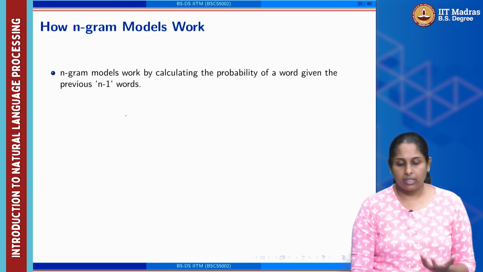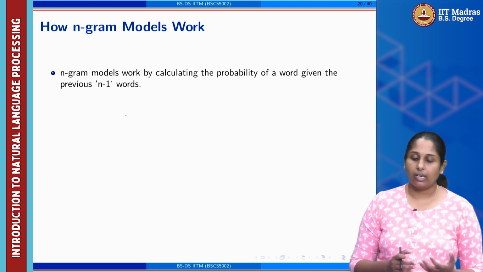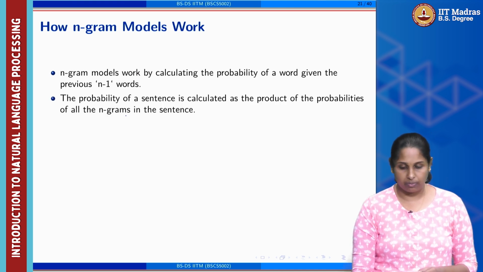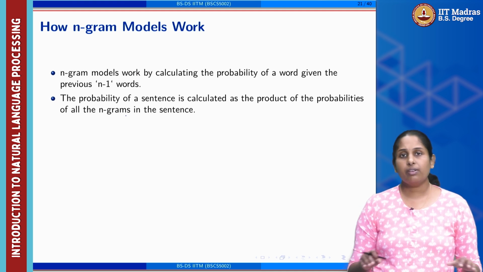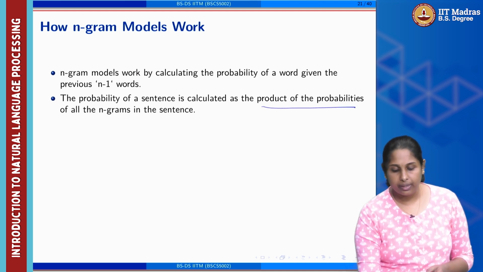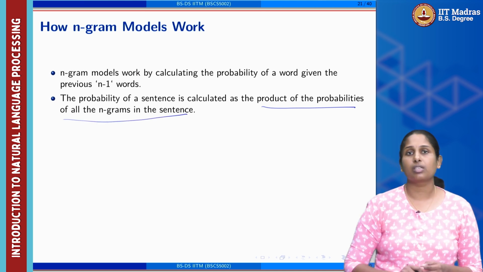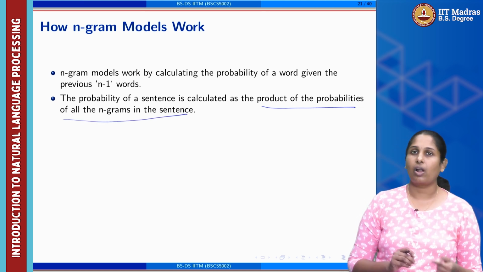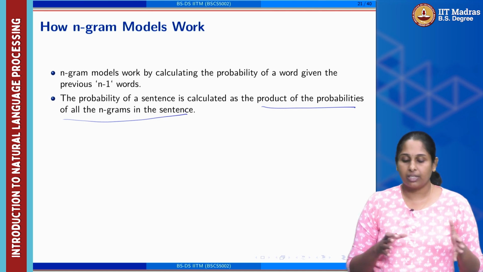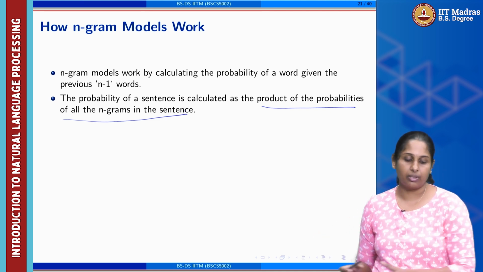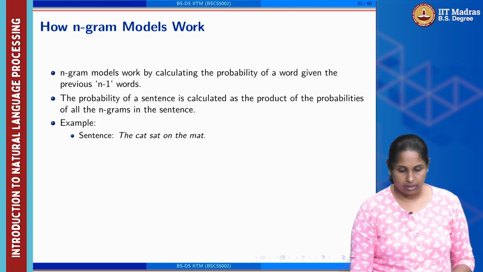So, now it works based on calculating the probability of the word given the previous n minus 1 words. The probability of a sentence is calculated as the product of the probabilities of all the n-grams in the sentence. So, the probability of a word is calculated separately, and the probability of the complete sentence is nothing but the product of probabilities of each of the n-grams in the sentence.